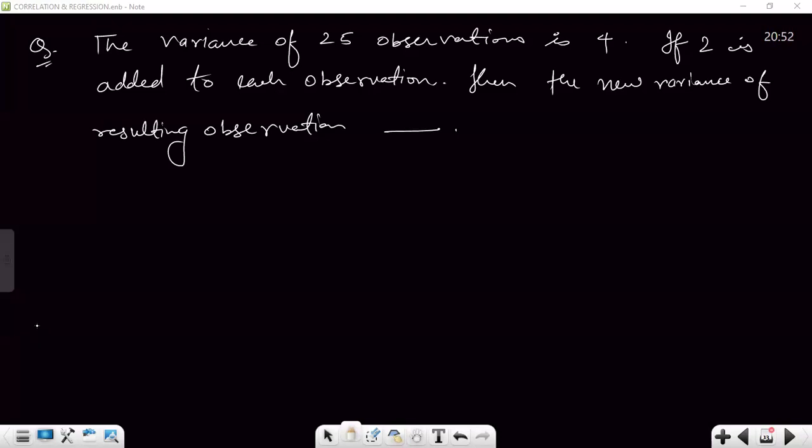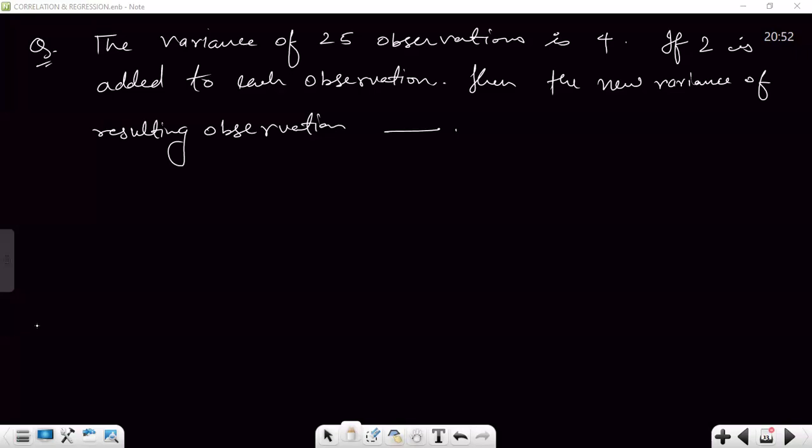Guru Charan, tell me, what is change of origin? Sir, it is change of origin. What is change of origin? Sir, it is when a value is added or subtracted. Yes. When we add or subtract, it's change of origin. What is happening here? Change of origin.